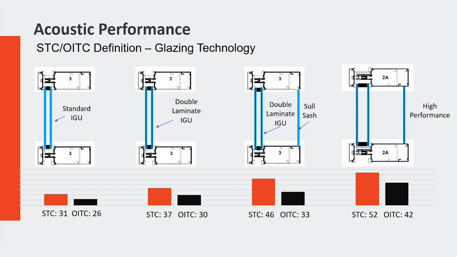Now, in this third example, we've got the double laminate IGU on the outside, and we've added a sole sash to the interior. Now, by adding this extra layer of material that the sound waves have to go through, now we've jumped our STC to 46 and our OITC to 33. Now, changing that up a little bit more, we've gone to a high-performance curtain wall system with a 1 3/4 inch insulated glass unit. So we varied the space in here, 2 laminate layers, then a sole sash on the inside that's laminate also. That bumped our STC to 52 and OITC to 42.